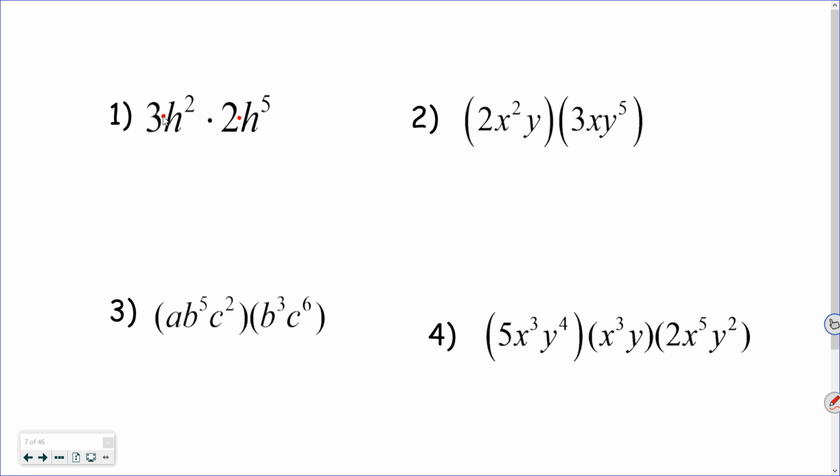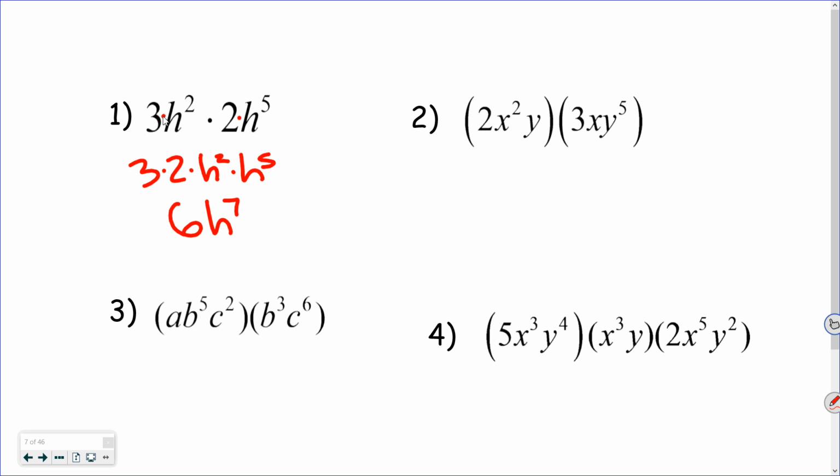With multiplication, you can rearrange it. So I can write it this way: 3 times 2 times h squared times h to the 5th. When I multiply that out, I get 6, and for h, the base stays the same, I add the exponents, so h to the 7th. That's really as far as I can simplify it.